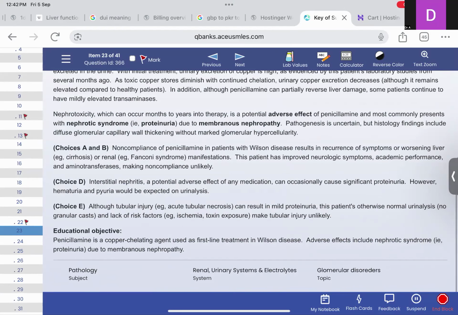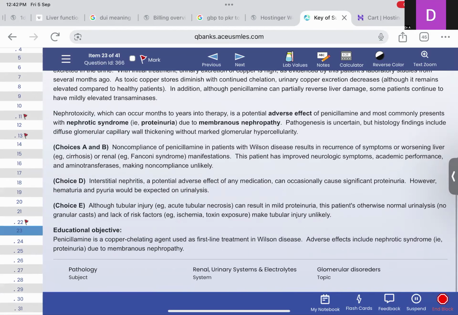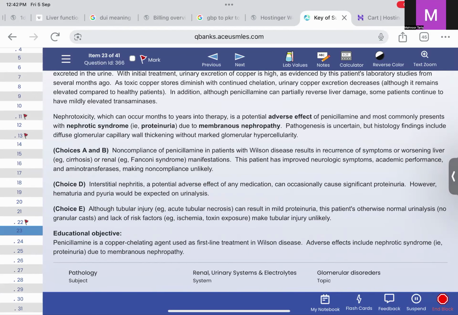So they are saying educational objectives, the last point. Penicillamine is a copper chelating agent used as a first line treatment in Wilson disease. Adverse effects include nephrotic syndrome, that is proteinuria, due to membranous nephropathy.